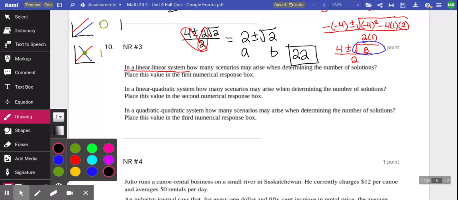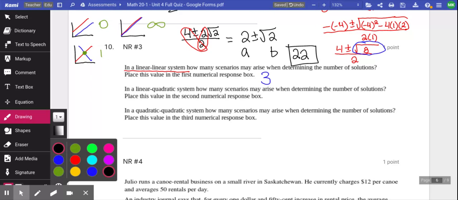Second or third scenario, I could have one line and another line right on top of it. That would be infinite solutions. So the number of scenarios that could arise from a linear system is 3. I could have 0 solutions, 1 solution, or infinite.